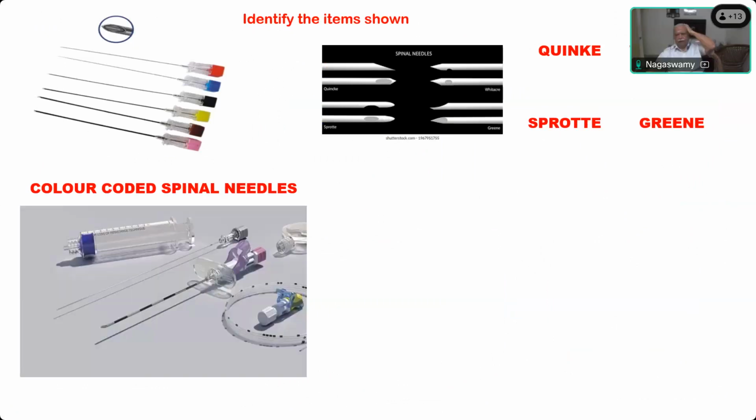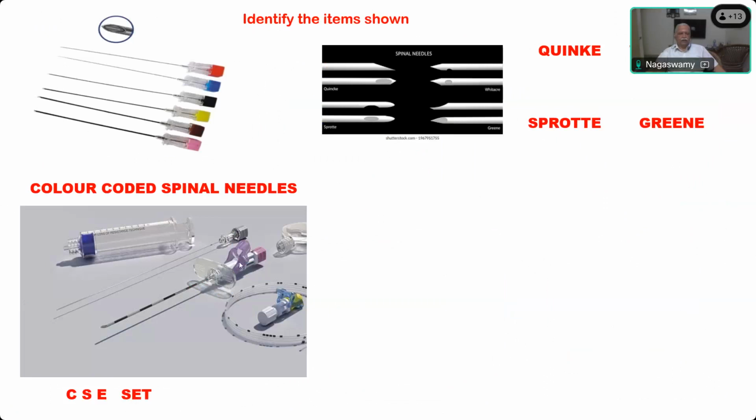PDPH, very good. So the leak of CSF will be very minimal because the fibers will immediately close and the chances of PDPH are very much reduced. Very good. And what is this? It is a CSE kit, combined spinal epidural. Combined spinal epidural set.